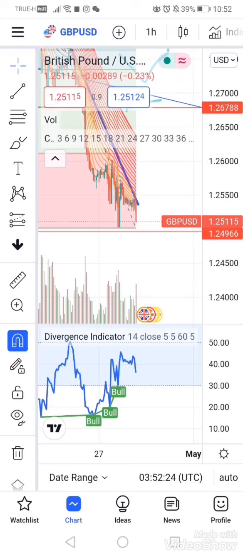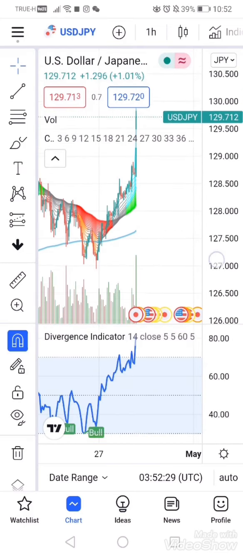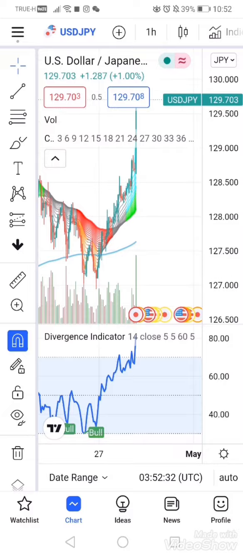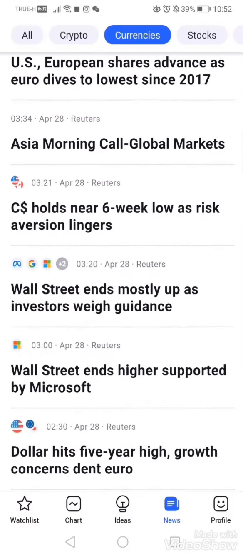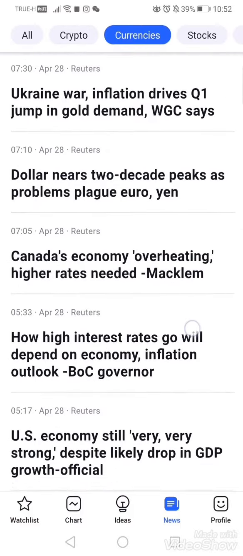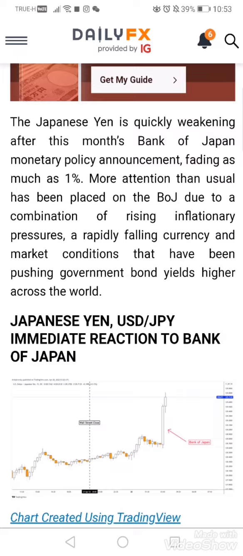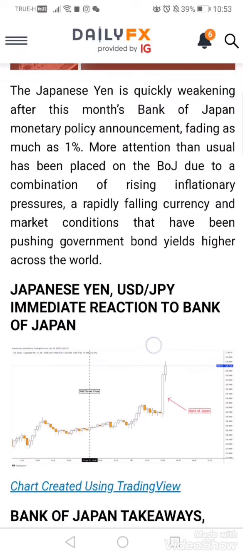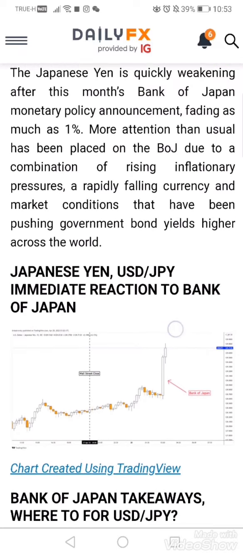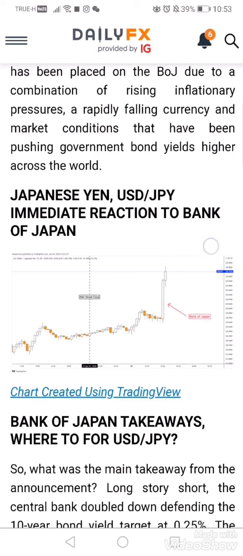For this, I want to refer to the USD JPY, where we had a ridiculous spike, and the reason for this spike is a decision on the side of news. It says the Japanese yen is quickly weakening after this BOJ monetary policy announcement, fading as much as 1%. So a rapidly falling currency.